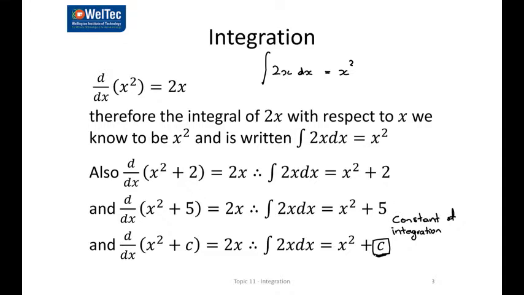And usually it's c, occasionally it's written as k, but mostly it's c. So it's just allowing for the fact that there might have been a number there. So we need to write here that the integral of 2x is x squared plus c.